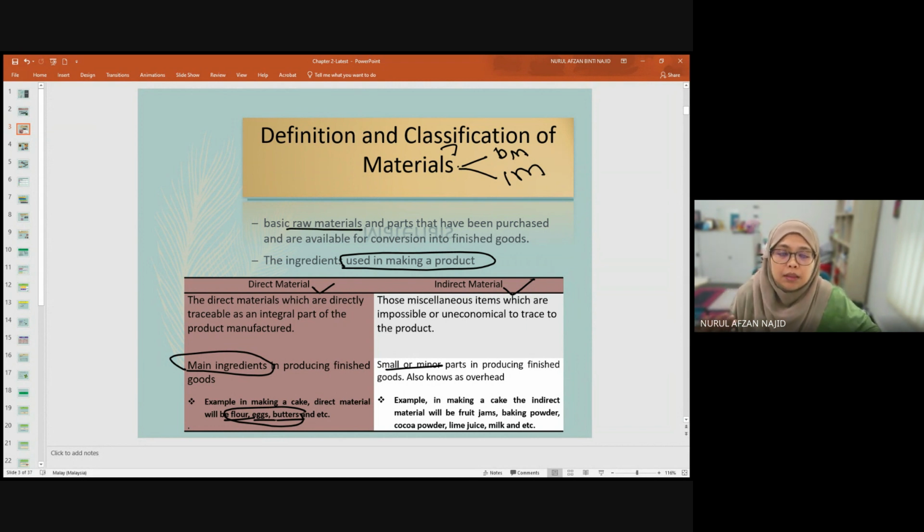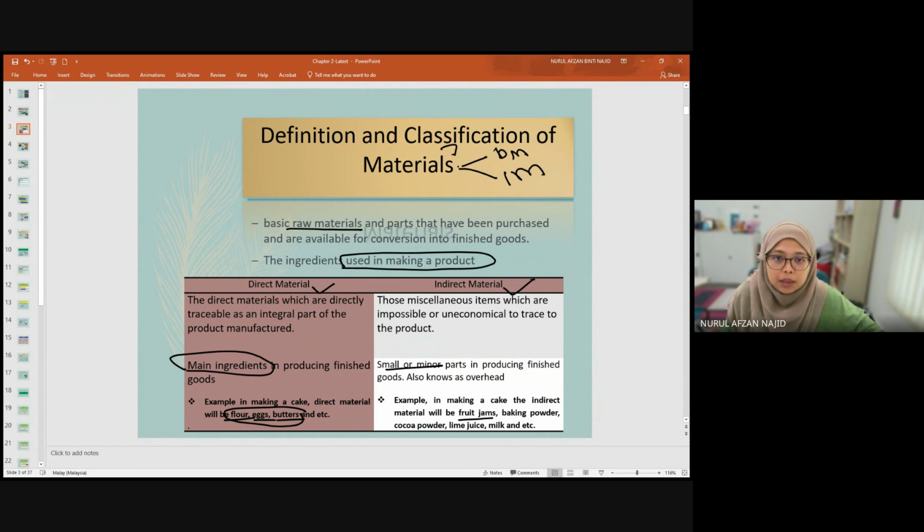Okay, yang mana kalau kita selalunya accessory ni adalah untuk mencantikkan, untuk menyedapkan, supaya for the purpose untuk kita jual kepada kita punya customer. Okay, kalau tak ada pun tak ada masalah, cuma mungkin dia tak berapa sedap, tak berapa nak cantik and so on. That's why kita panggil sebagai small or minor part in producing a finished goods. So for example, in making a cake tadi tu, so indirect material would be the fruit jam. So kalau fruit jam tu tak ada masalah. Okay, cuma dia tak ada rasa jam punya fruits tu.